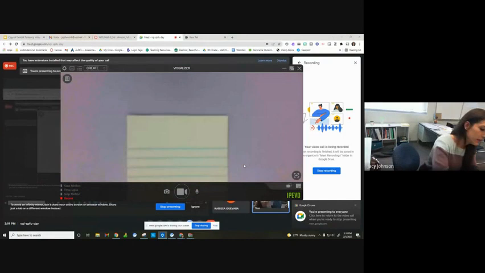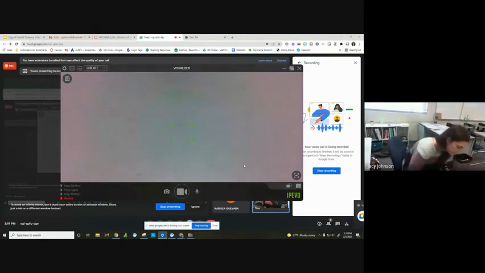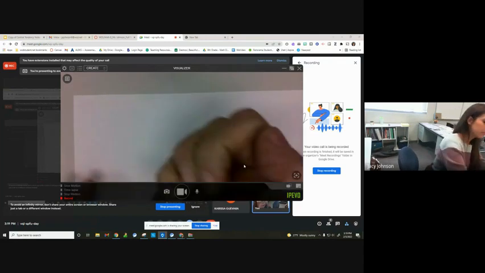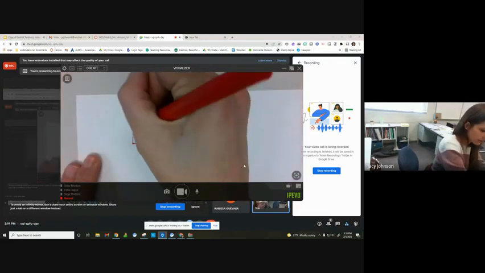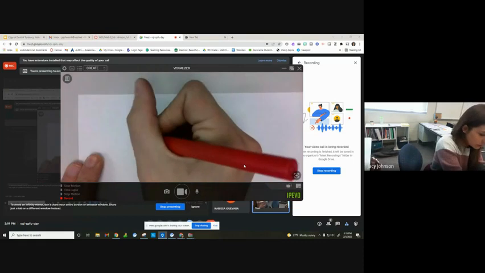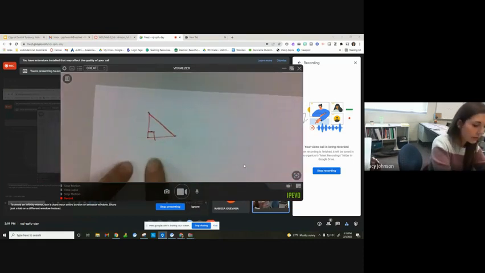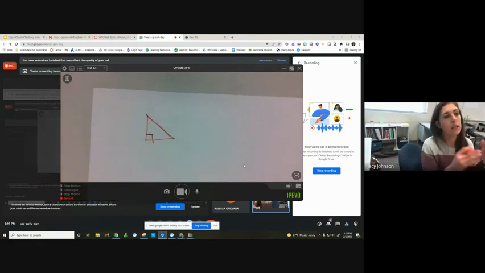So the Pythagorean theorem has all to do with right triangles. So here's a right triangle. You know that it's a right triangle either because it's labeled with 90 degrees or it has the little square in the corner saying, hey, this right here is a right triangle.